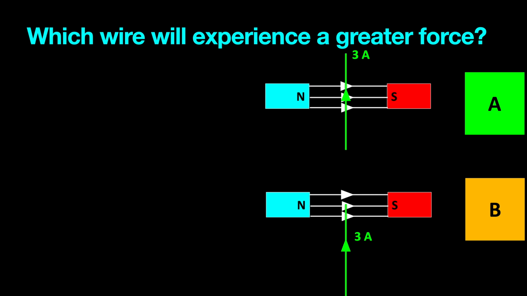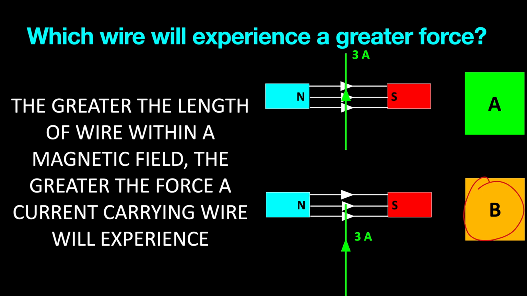So once again, our answer is B. And that's because the greater the length of a wire within a magnetic field, the greater the force the current carrying wire will experience. So this is the second factor which influences the force experienced. And let's take a look at one more.